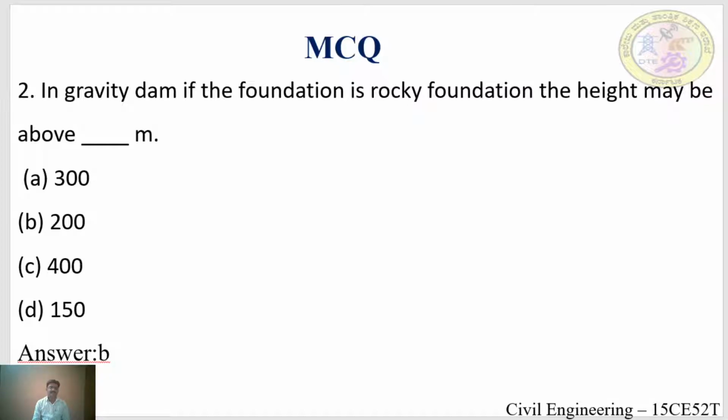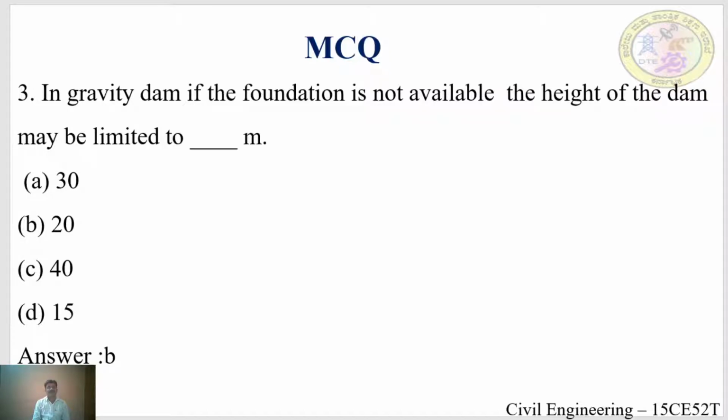Second, in a gravity dam, if the foundation is rocky, the height may be above dash meters. Since the foundation is very hard, you can increase the height to a certain extent. The options given are 300 meters, 200 meters, 400 meters, and 150 meters. That is 200 meters. Third, in a gravity dam, if the foundation is not good, the height of the dam may be limited to dash meters. Since the foundation soil is loose, we have to adapt. Given here are A 30 meters, B 20 meters, C 40 meters, and D 15 meters.